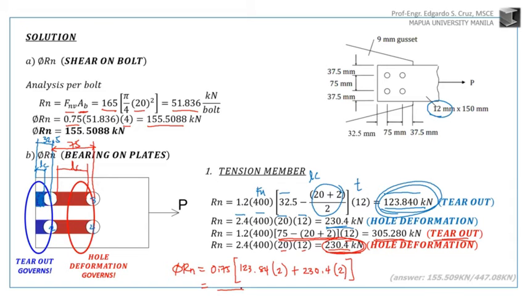Okay, sa tension member pa lang yan. So, iko-compara pa rin kasi natin yung design strength sa gusset plate, dun sa plate sa ilalim. Titingnan natin kung sino yung mas maliit. Okay, so yan na yung design strength sa tension member. Okay, next, let's take a look at the gusset plate. So yan yung gusset plate.